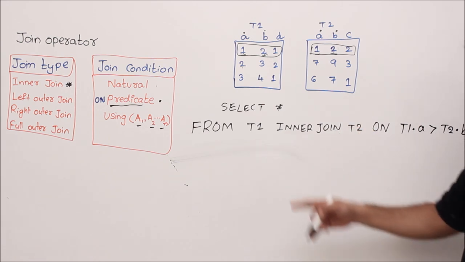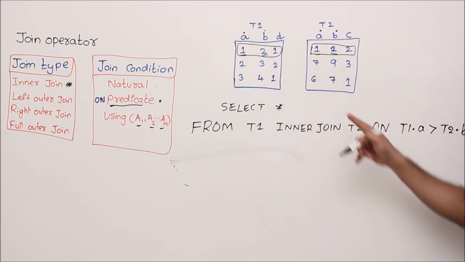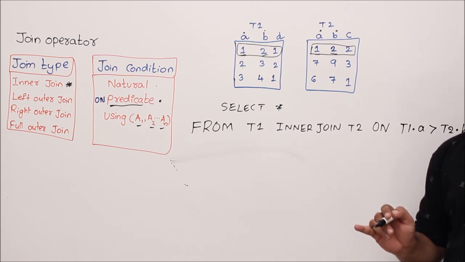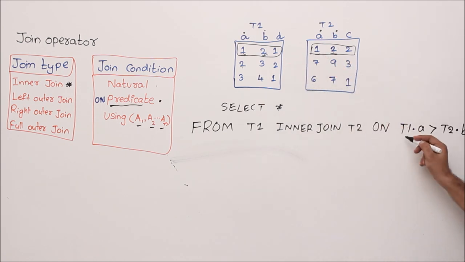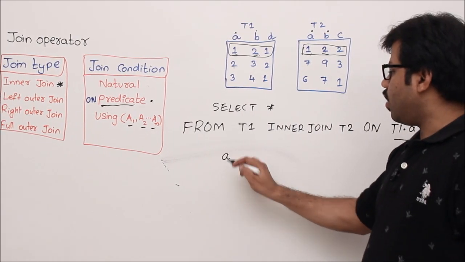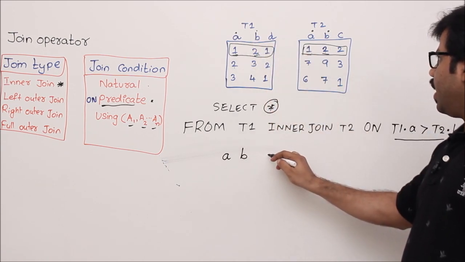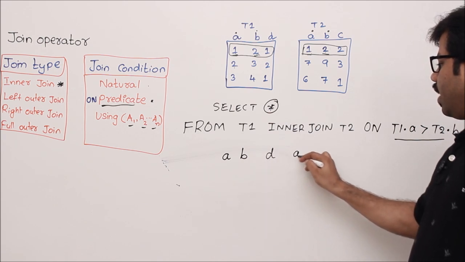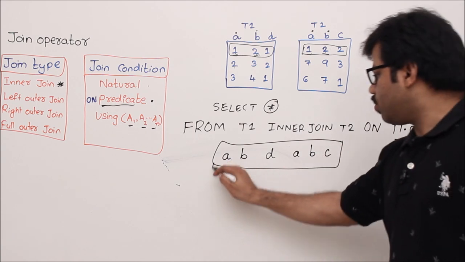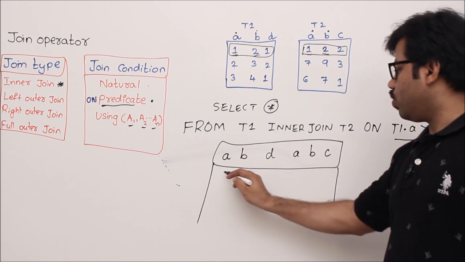What happens if you do that is T1 and T2 will be inner joined, that means a Cartesian product will be done, and after that the condition T1 dot A greater than T2 dot B will be evaluated. Only those tuples which satisfy this condition will be taken. I am just showing the result. If you write star, all the columns will be printed: A, B, D, after that A, B, C. First of all, think about the Cartesian product. In the Cartesian product, what tuples will be printed? One is 1, 2, 1, 1, 2, 2, correct?